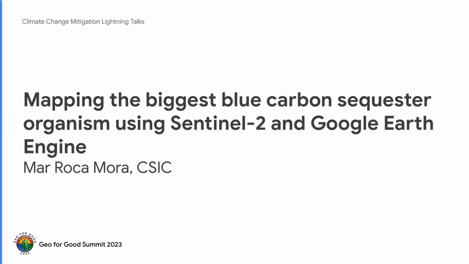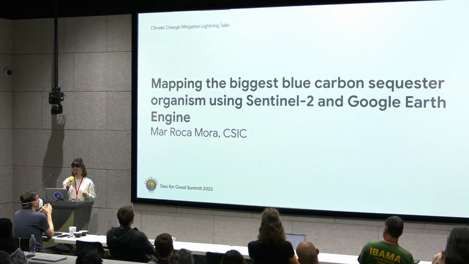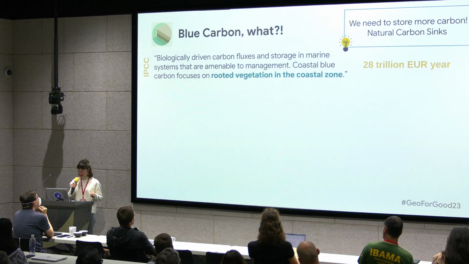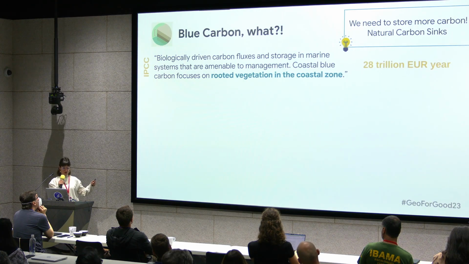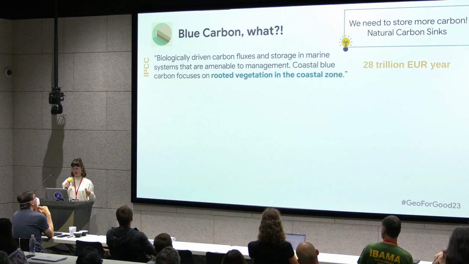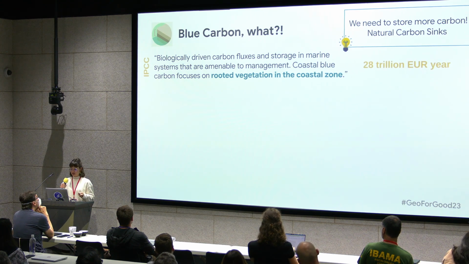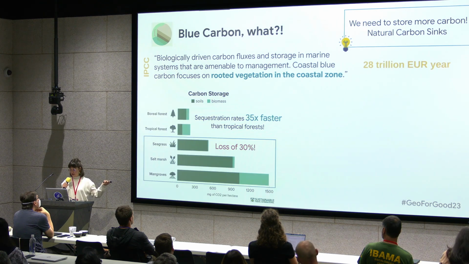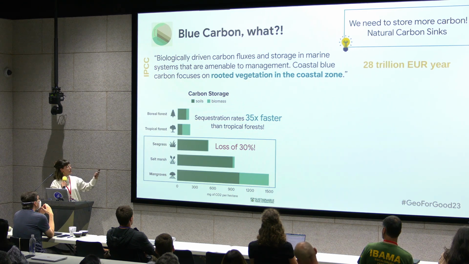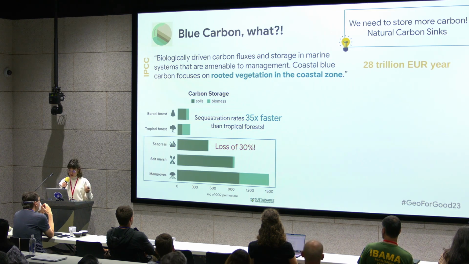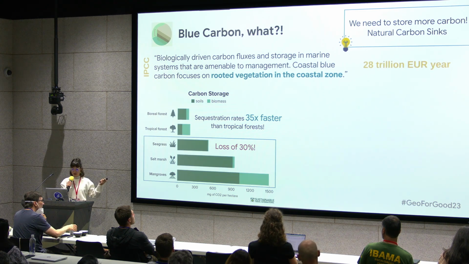Okay, so I'm going to talk about seagrass mapping and blue carbon accounting. But first of all, I want to do the framework for blue carbon. Blue carbon is focused on rooted vegetation in the coastal zone, including seagrasses, salt marshes, and mangroves. And when looking at seagrass carbon storage, most of the carbon is stored in the soil, which means a long-term carbon sink. To give an idea, seagrasses sequester carbon 35 times faster than tropical forest.